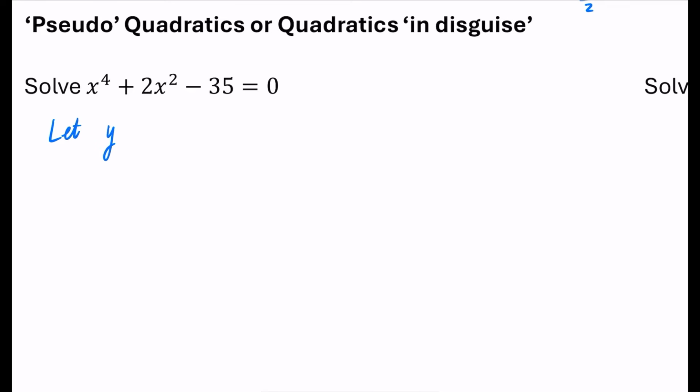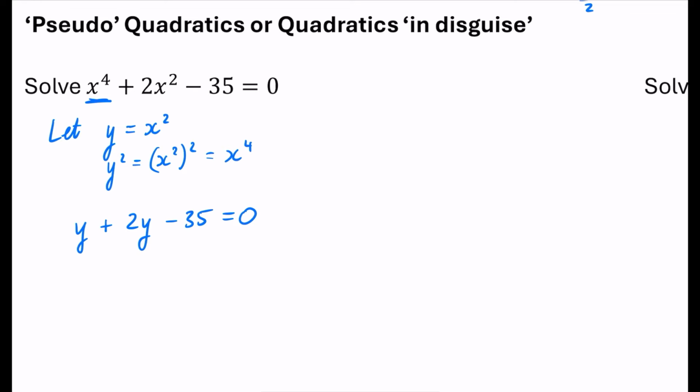So what I'm going to do is I'm going to let y be equal to x squared, which means that y squared would be x squared squared, or x to the power of 4. So I have an x to the power of 4, so that's a y squared. I then have a 2x squared, well, that's a 2y. And I have a minus 35 equals 0. So I'm actually just going to use my calculator for this, okay? It doesn't say I need to show a full method, so I'm going to do my coefficients on my calculator. You shouldn't have to do this. Are 1, 2, and minus 35.